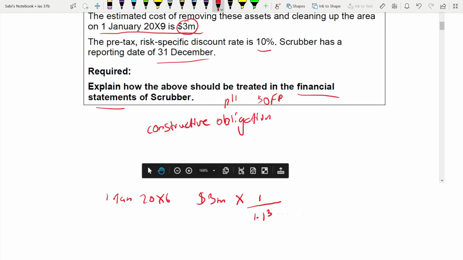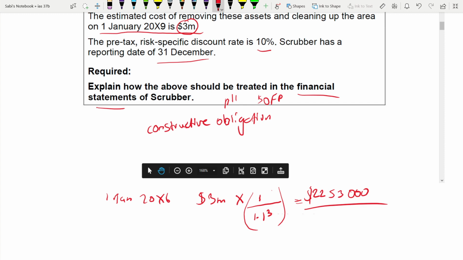Calculate it and tell me the answer. It will be 0.751. That means 3 million into 0.751, because for the 3 years, it will be 2,253,000. This will be the cost, present value. Okay.